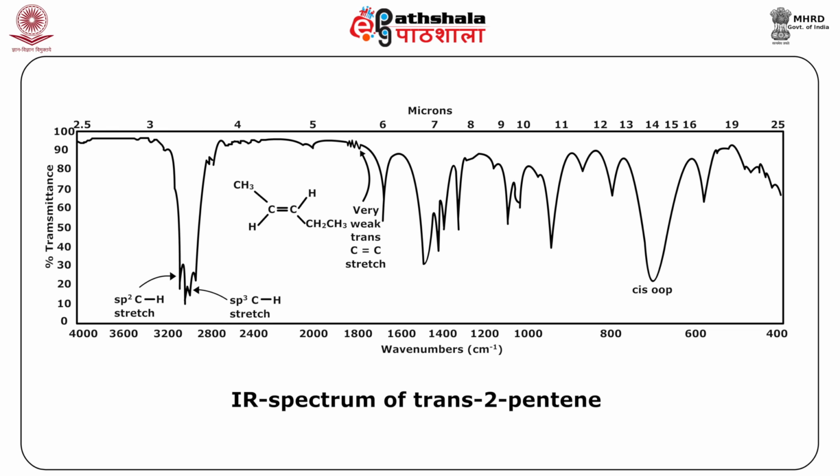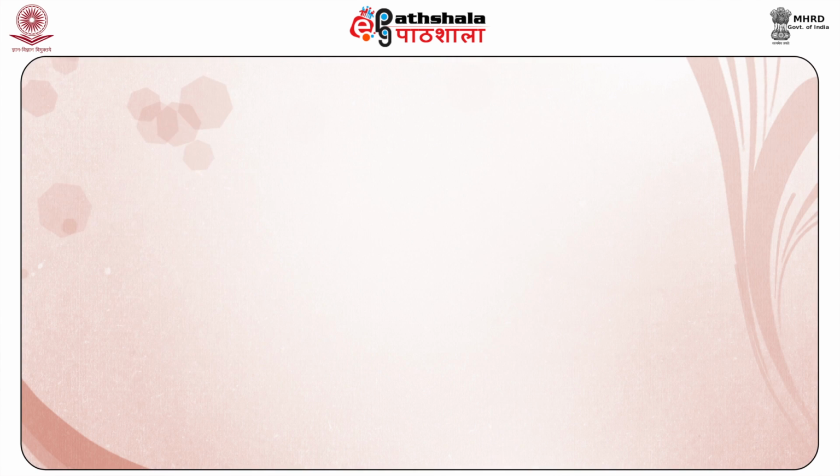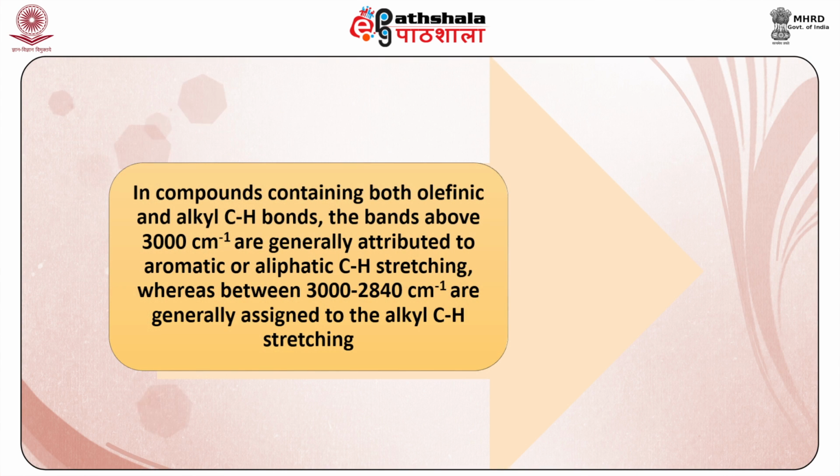The double bond CH in-plane bending vibrations occur near 1400 cm⁻¹, whereas double bond CH out-of-plane bending occurs at nearly 1000 to 680 cm⁻¹. These are shown in both the figures of trans and cis 2-pentene, as you can see. In compounds containing both olefinic and alkyl CH bonds, the bands above 3000 cm⁻¹ are generally attributed to aromatic or olefinic CH stretching, whereas those between 3000 to 2840 cm⁻¹ are generally assigned to the alkyl CH stretching.